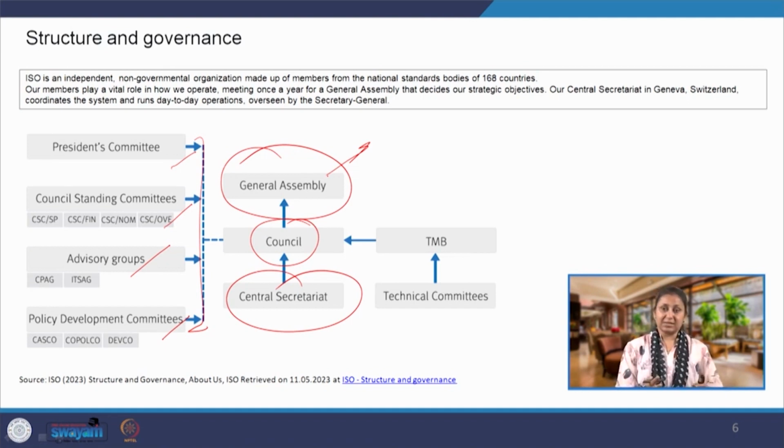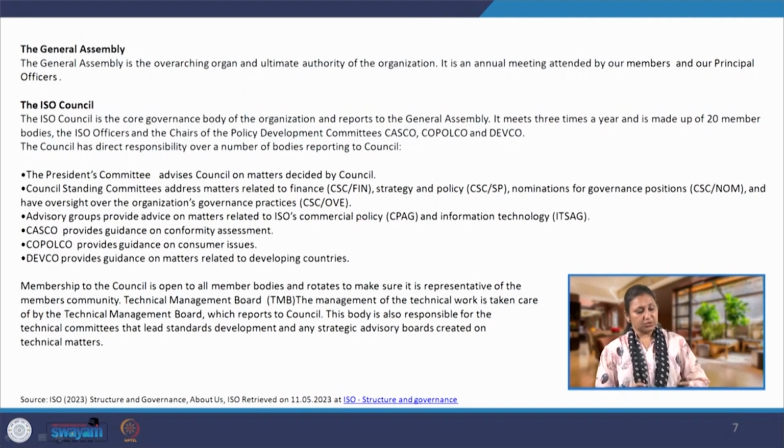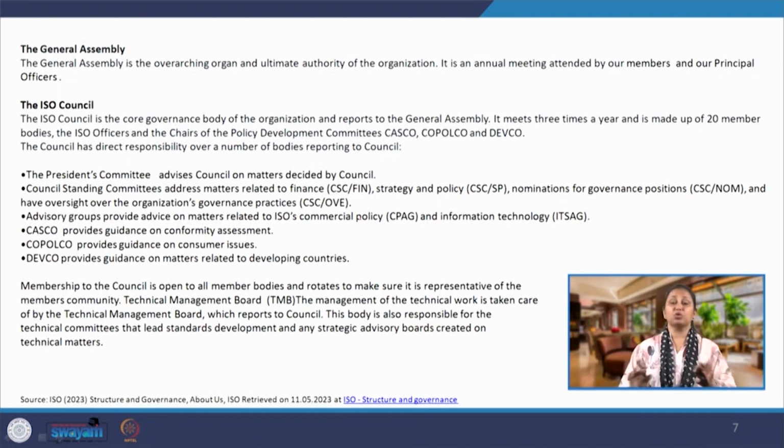But the General Assembly comprises all the members, and the major decisions and approvals happen through the General Assembly, is what we understand. Then we also have technical committees which will contribute, which will support the councils. Now, we will see what each one of these does. So, as I said, the General Assembly is the overarching organ and the ultimate authority of the organization, as in the majority of organizations we have seen. In the United Nations, the General Assembly is the biggest organ. So, there an annual general body meeting is held, and it is attended by all the members and principal officers.